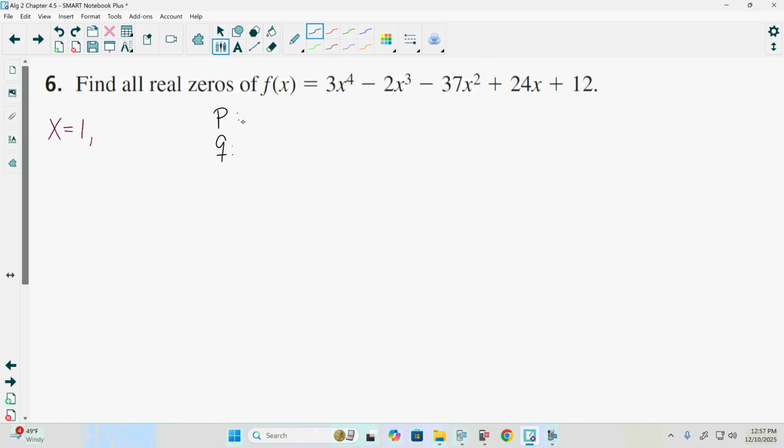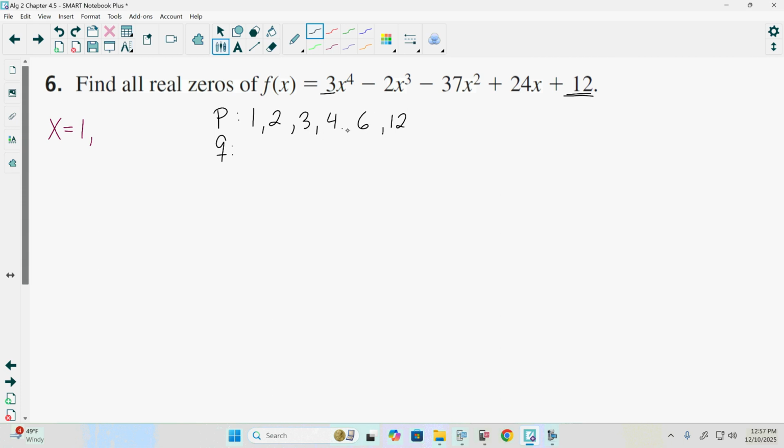So we're going to have to use our rational zeros, where p is the factors of the constant term and q is the factors of the leading coefficient. So our constant term in this case is 12. So the first thing we need to do is get all the factors of 12.